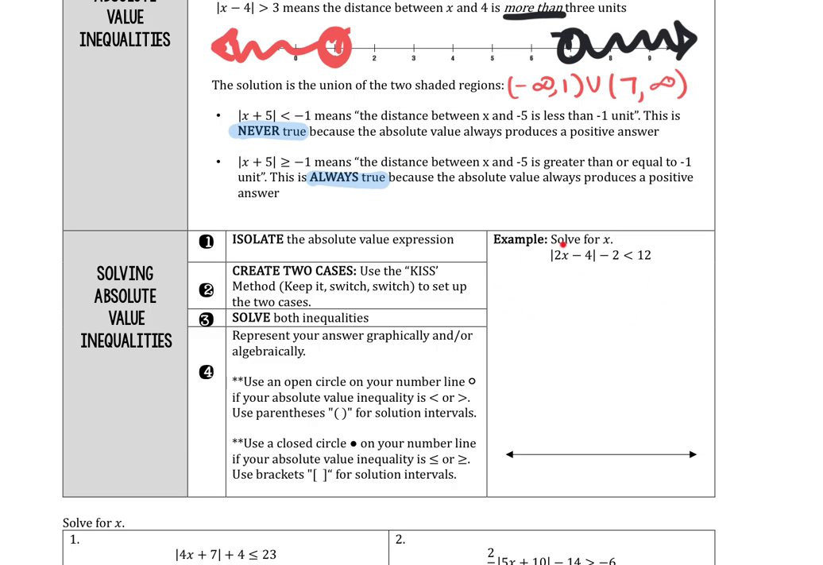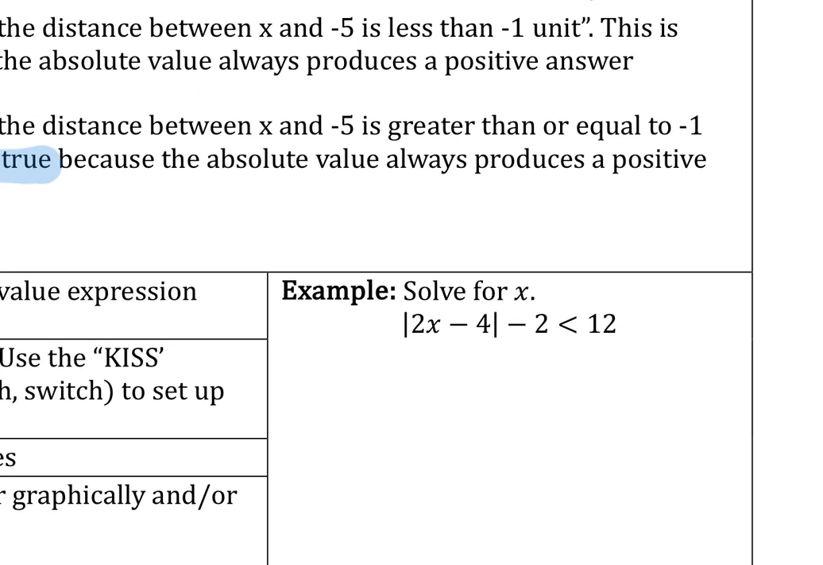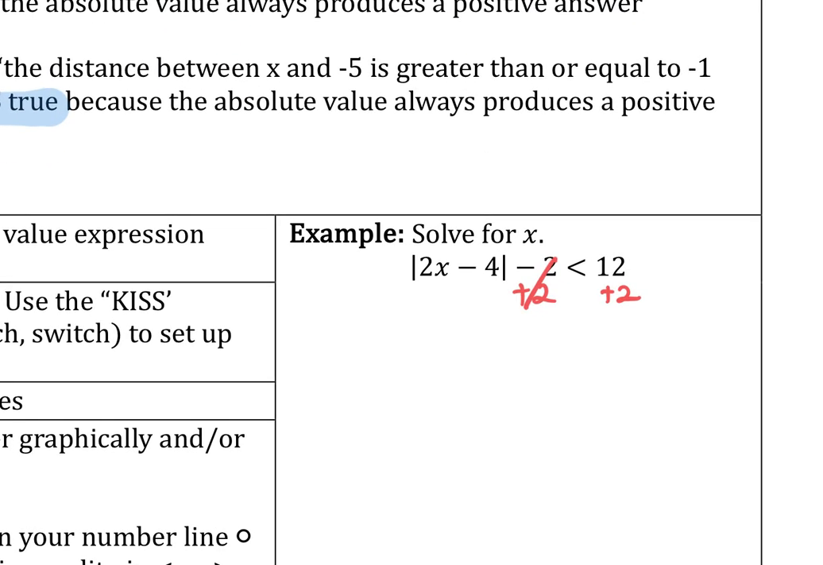So our example problem is the absolute value of 2x minus 4, minus 2, is less than 12. So we're going to start the same way we would with an equation. First thing we want to do is isolate the absolute value part of this inequality. So I'm going to bring this -2 over to the other side. So I would add that 2. So I get the absolute value of 2x minus 4 is less than 14.